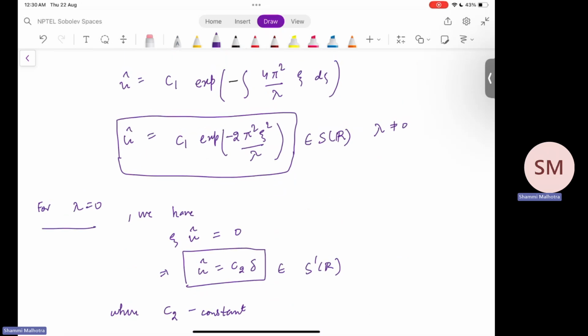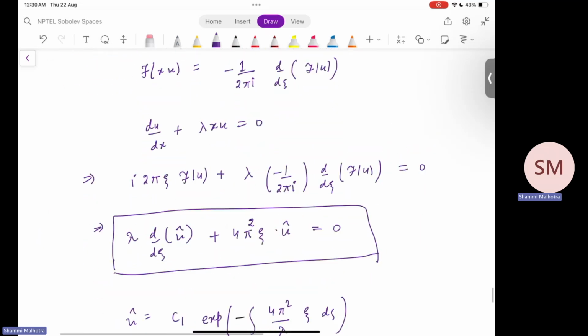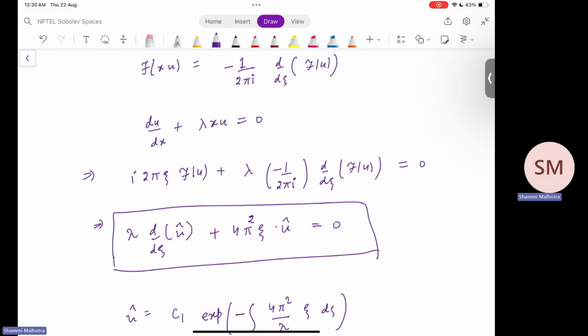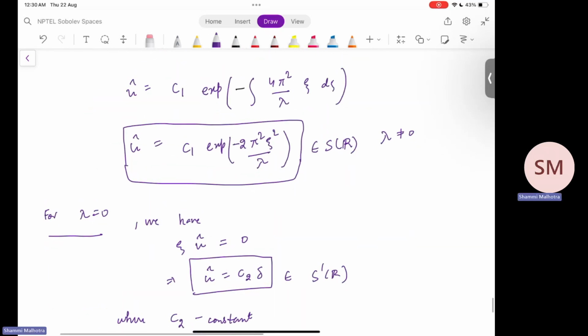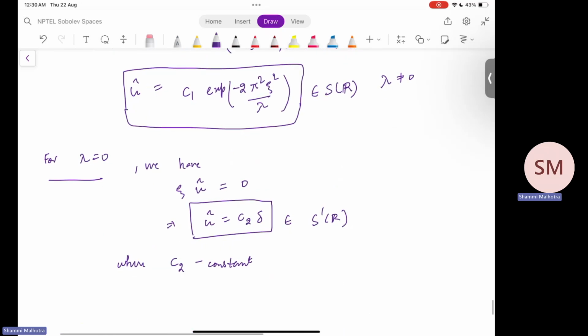So we have to separately consider the case for lambda equal to 0. In this case, we no longer have the derivative term with respect to xi. So it will be just 2 pi iota xi times u hat equal to 0, or just xi u hat equal to 0. We have done a question earlier that x minus a times some distribution equal to 0 if and only if something happens. So that is the same thing. This gives rise to u hat having the form c2 times delta, where delta is the Dirac delta distribution and c2 is any general constant, and this is my value of u hat.